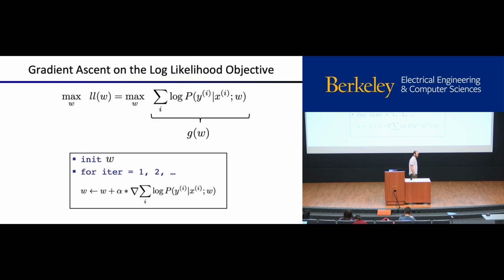The way that neural networks are trained is not quite with gradient descent usually. They're usually trained with a slight variant. So here is the algorithm for gradient ascent. If you replace this plus sign with a minus sign, it would be gradient descent.